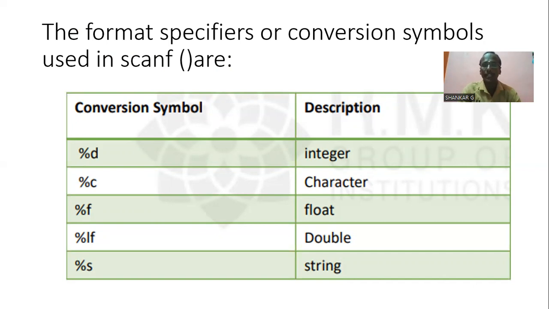So don't confuse with that. If it is %c for character and %f for float, then why are we not using %d for double? Because %d is already defined for integer. That's why we are using %lf for double. %s is for string. If you use %x, it means hexadecimal values. If you specify %o, it is an octal value.